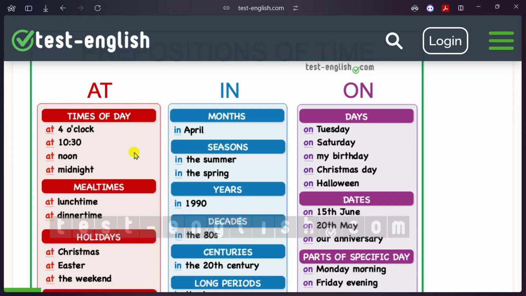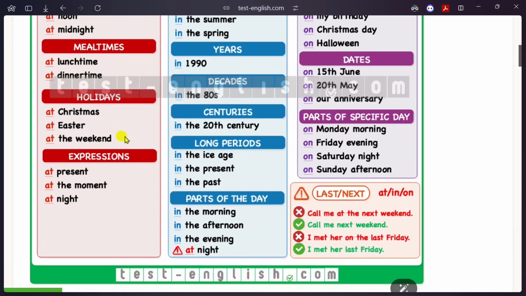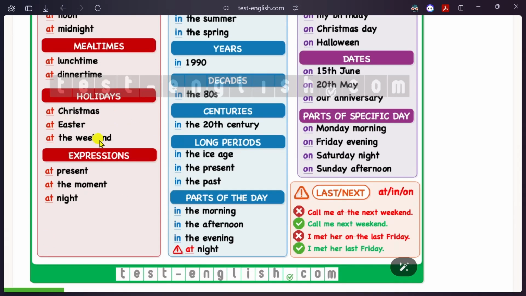So times of day you should use at. Meal times, at lunchtime, dinner time, you see? So times so far. Holidays, at Christmas, at Easter, at the weekend. I think there is a difference between UK and American English over here. Some people say, I think, on the weekend. On the weekend, right? And then at the weekend is, I think, more British, maybe? I'm not sure, but there is a difference. At or on, okay? So holidays, at the weekend, Easter, Christmas.